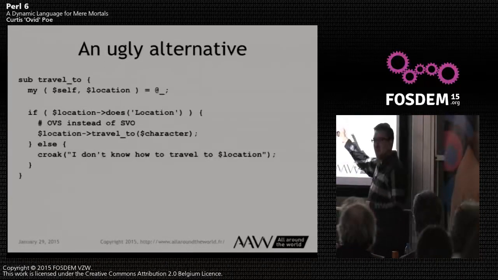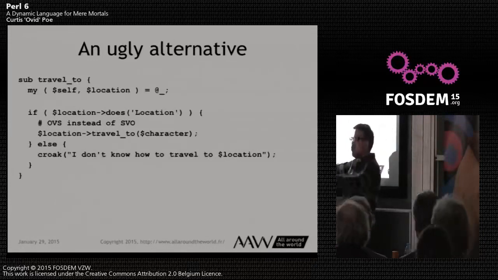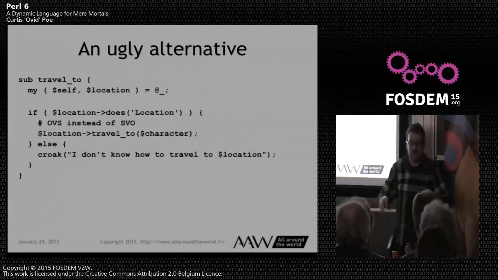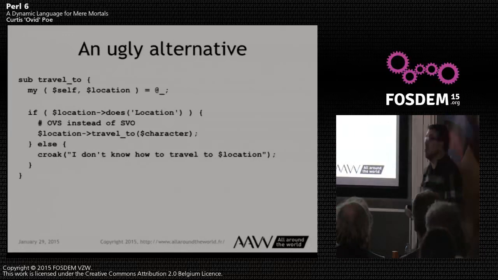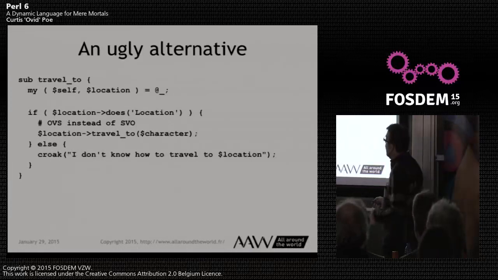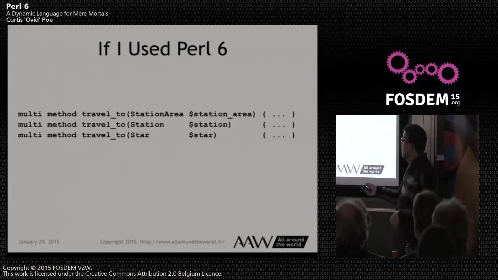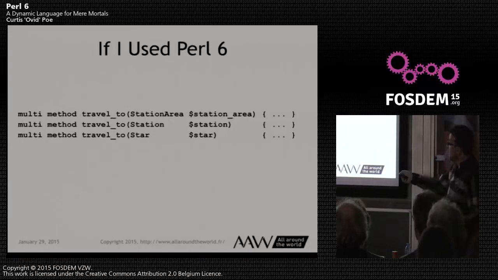Locations don't have to know anything about the characters traveling in them. I'm distributing the character knowledge too far. But characters do have to know about the locations they are traveling to. So I want the characters to have that knowledge. Reduce the coupling. And in Perl 6, I would just do this. Multi-method travel to station area, station, star. Very simple. Many programming languages have this today.